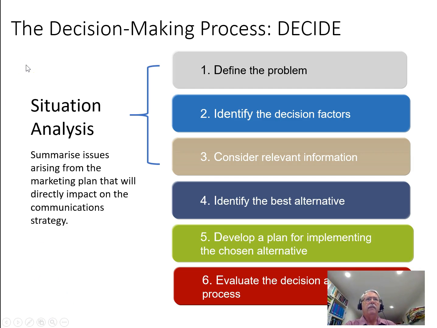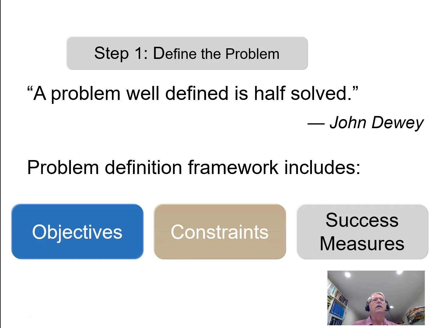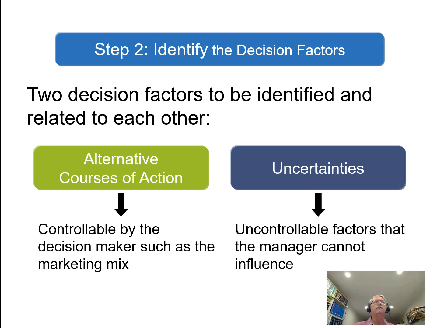So let's have a look at the DECIDE method. 6 steps, but only the first 3 relate to the situation analysis: defining the problem, identifying the decision factors, and considering the relevant information. And number 3 is where obviously the most detail is contained. So the first thing is to decide what the problem is. And when you look at a problem, you need to look at your objectives in terms of the marketing plan, what kind of constraints you have, and how you're actually going to measure success.